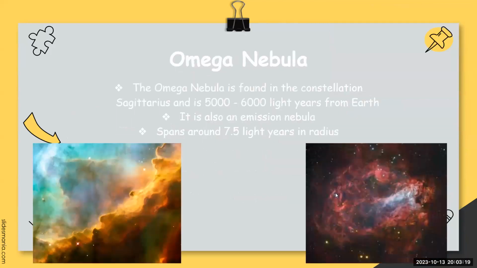Okay, now we have the Omega Nebula. It's found in the Sagittarius constellation, about 5,000 to 6,000 light years from Earth. It's also an emission nebula, and this one spans around 7.5 light years in radius. And here's some pictures of them.